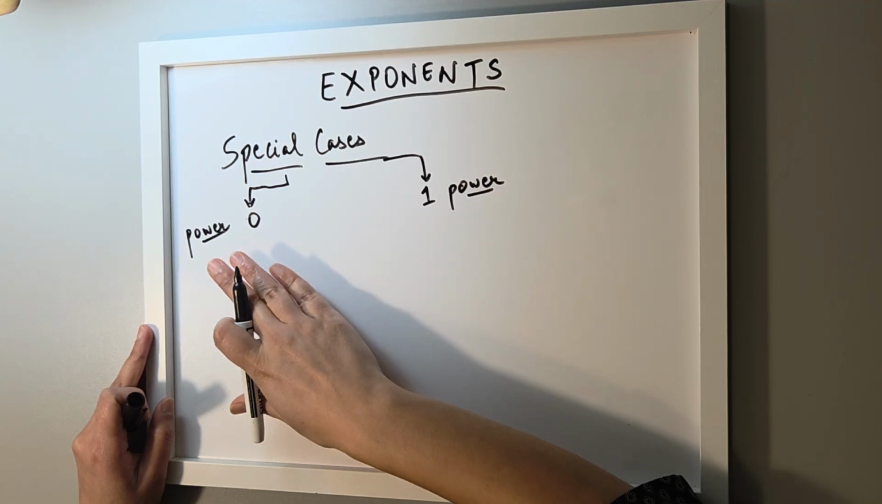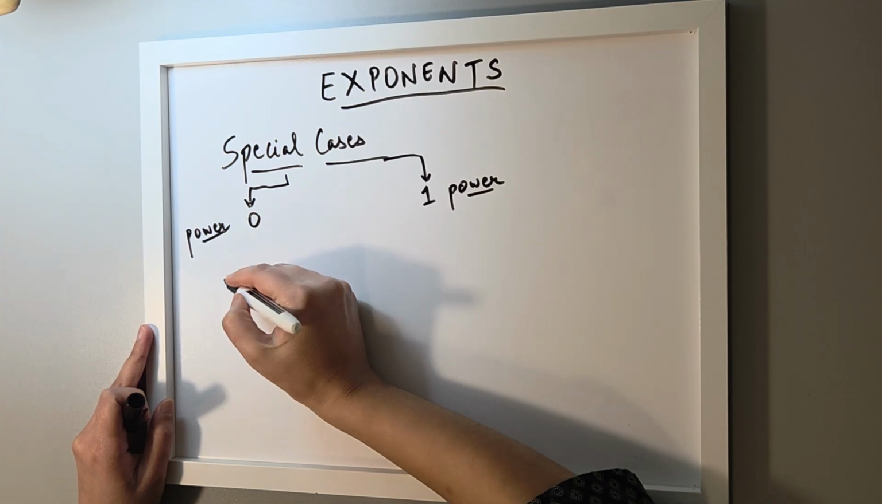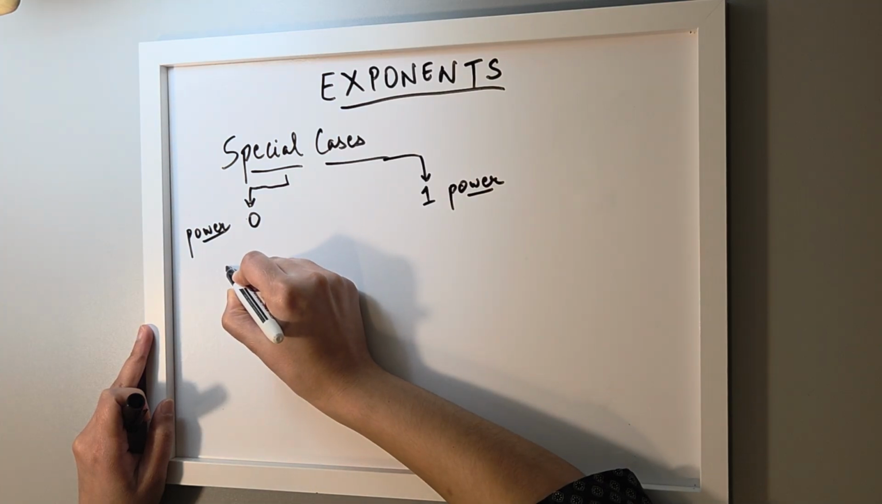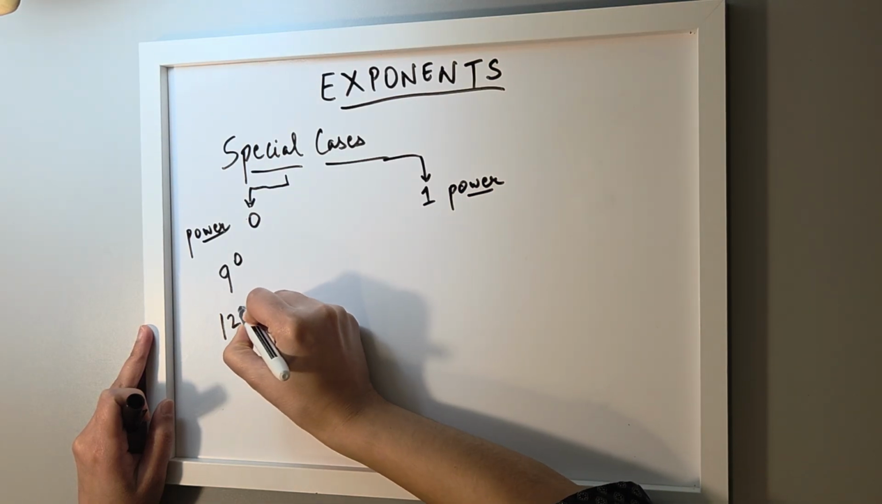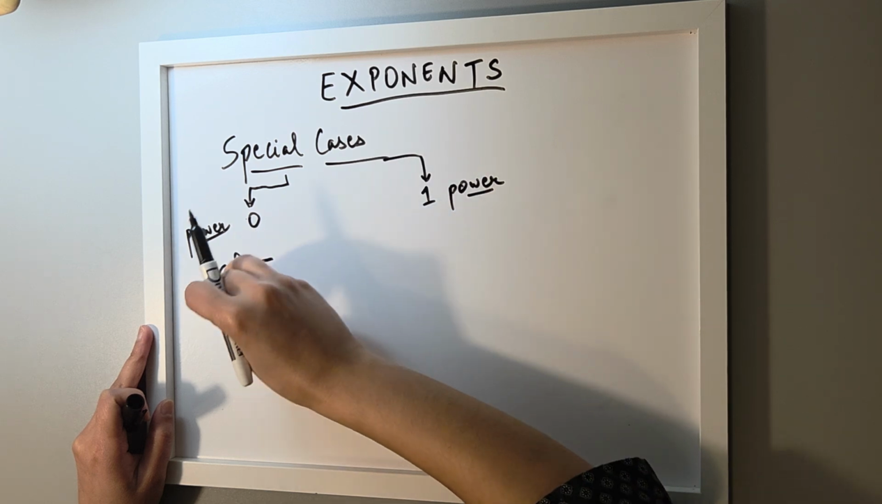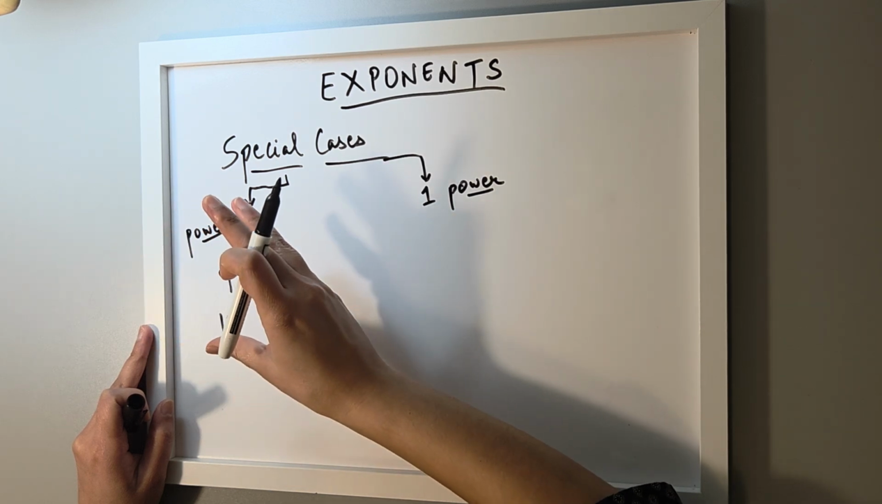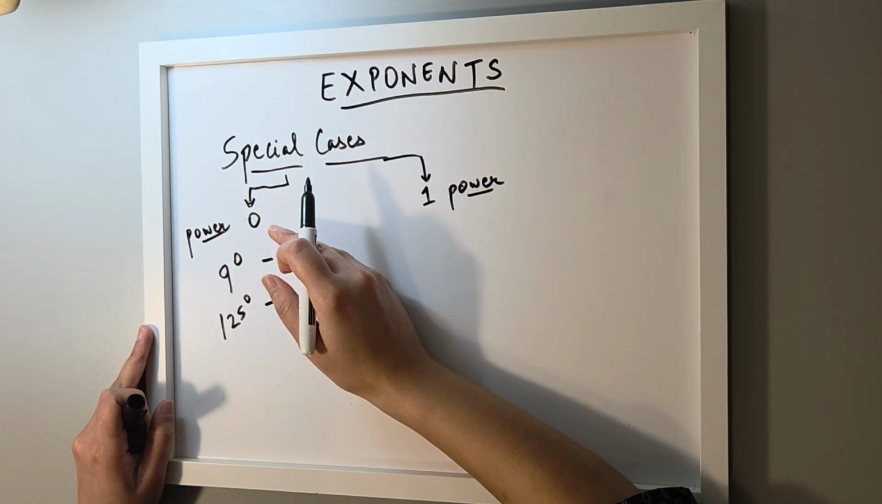So if we have numbers that have the power 0, okay? So for example, 9 to the power 0, or we say 125 to the power 0. So what does it mean? Okay, so there is a number, but it's not raised to a power. So it's 0. It's minutely small, right?